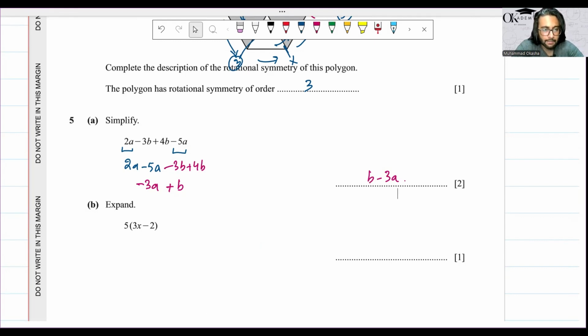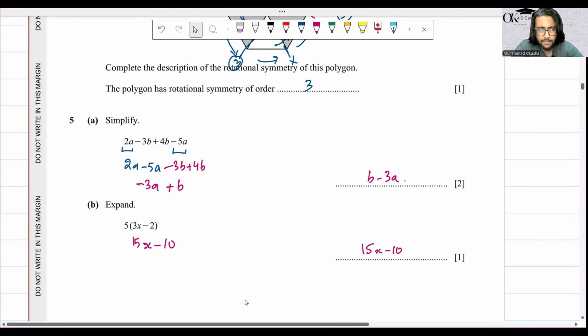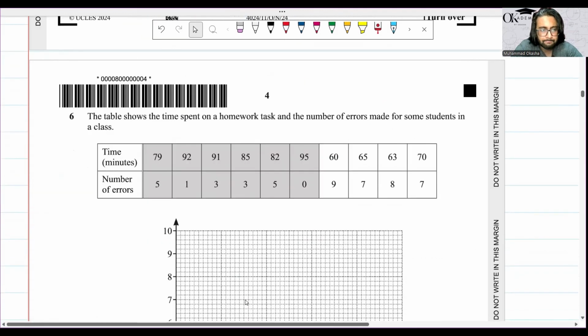Next, expand 5 times 3x minus 2. This is pretty simple. You take the 5 and distribute it to every term. So 5 times 3x would be 15x, minus 5 times 2 is 10. So 15x minus 10 is your answer for this one. I don't think it was that difficult. Let's move on.